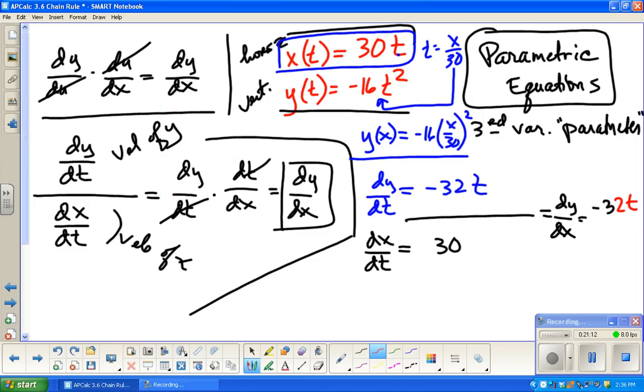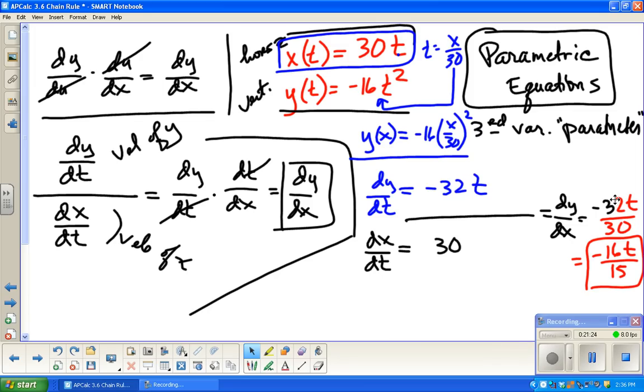All right, let me just finish this up. 32t, switch markers in the middle. Nice job. Which you can then reduce. Nice. And if you rewrote t in terms of x, then you'd be all set. All right, that's one example of parametric. I'm going to leave it at that.